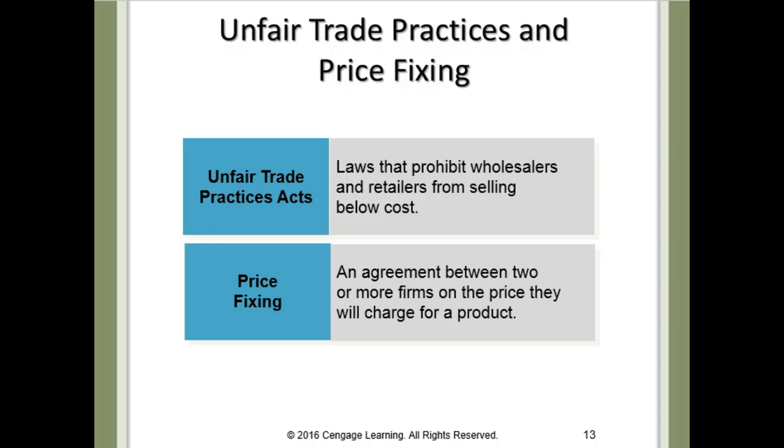Price fixing is illegal under the Sherman Act and the Federal Trade Commission Act. So there are 2 different legislations that were passed that make price fixing illegal.